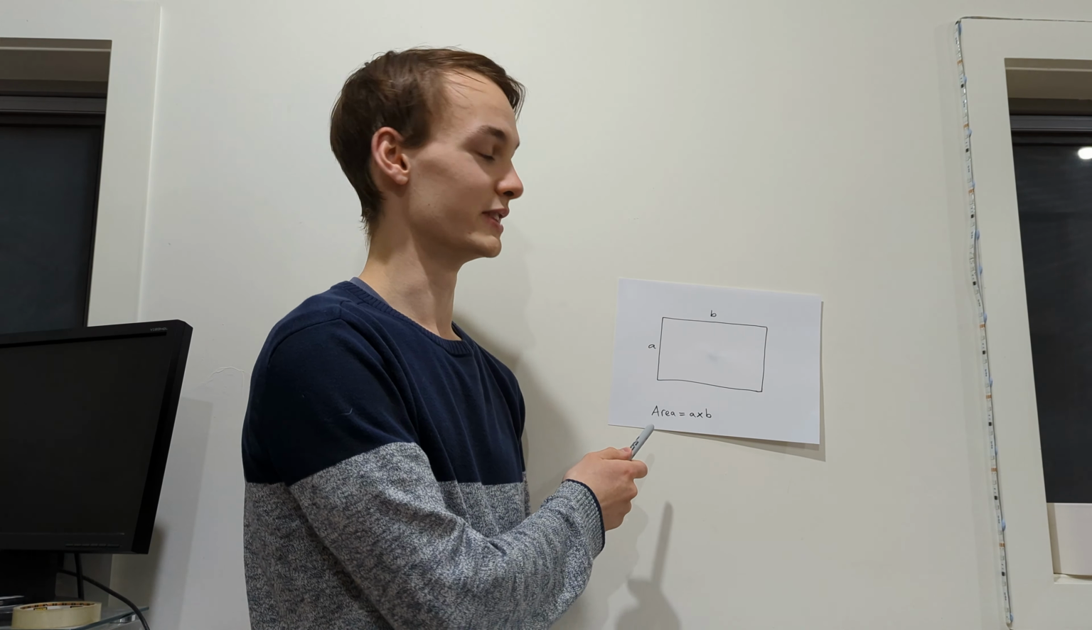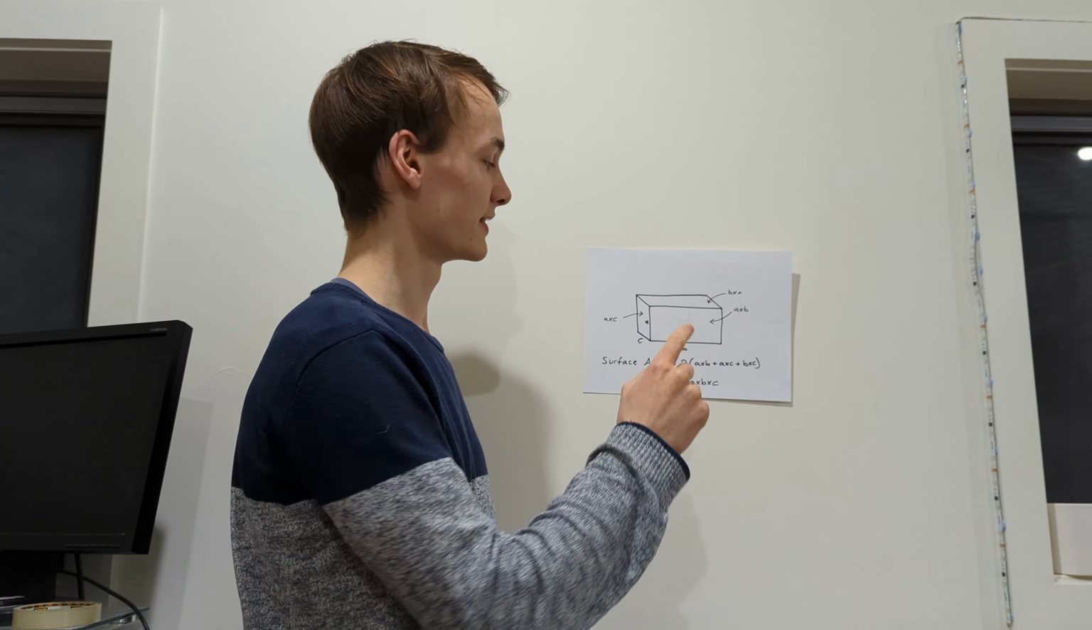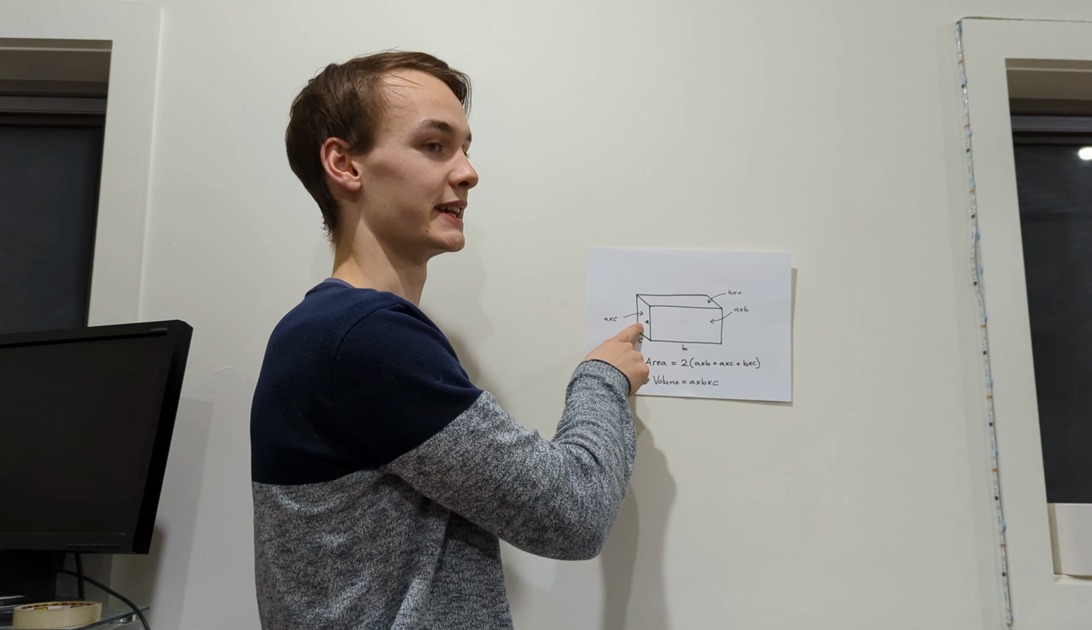Now remember class, the area of a rectangle is A times B, so that for a prism, the surface area is adding up each of the rectangles, and the volume is A times B times C. Oh yeah, that made a lot of sense. I love that about maths.